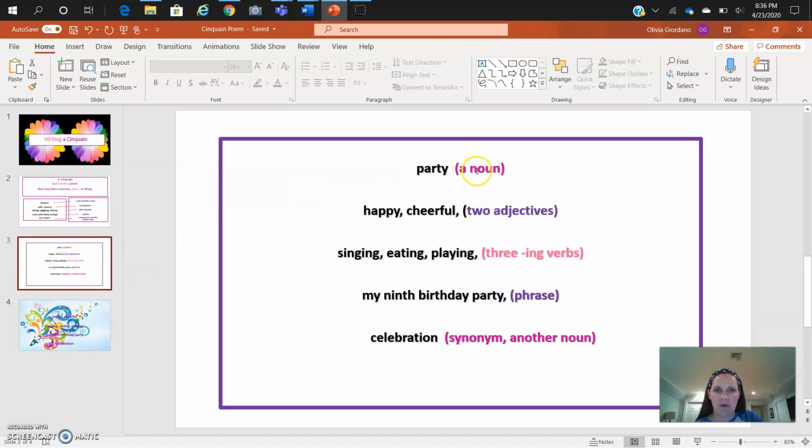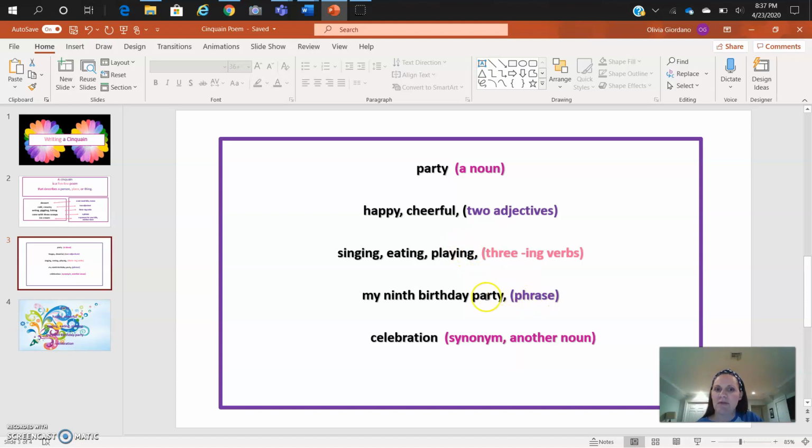Now let's look at another one. So here's another one that's using those 5-line poems. Okay, party is the title, which is a noun. The 2 adjectives that go with party are happy and cheerful. 3 verbs that end in ing, which you would be maybe singing at a party or eating or playing. Those are all things that you could be doing.